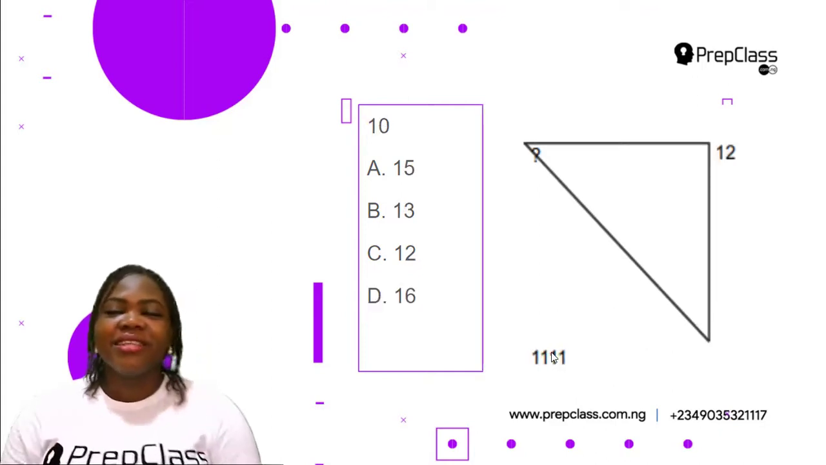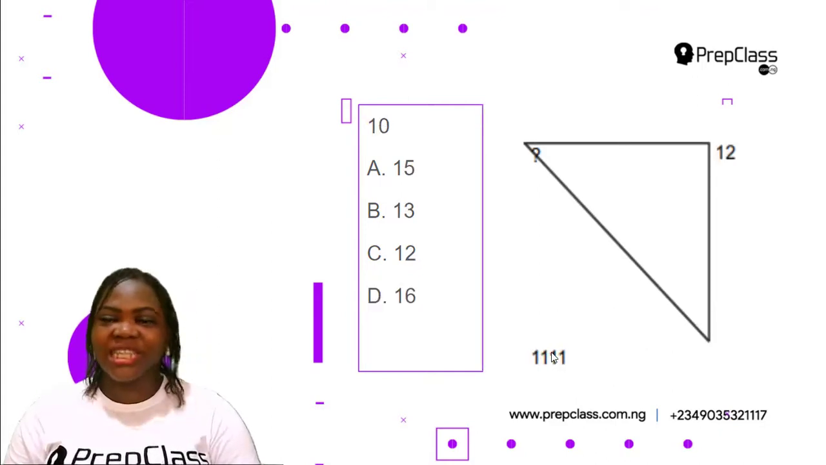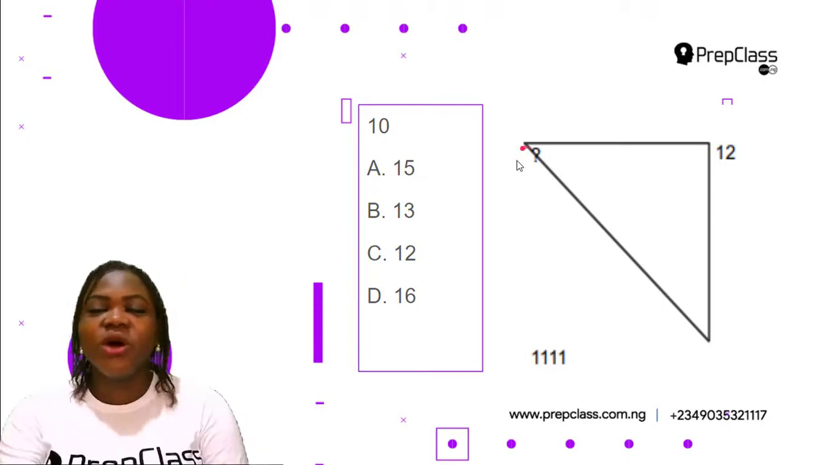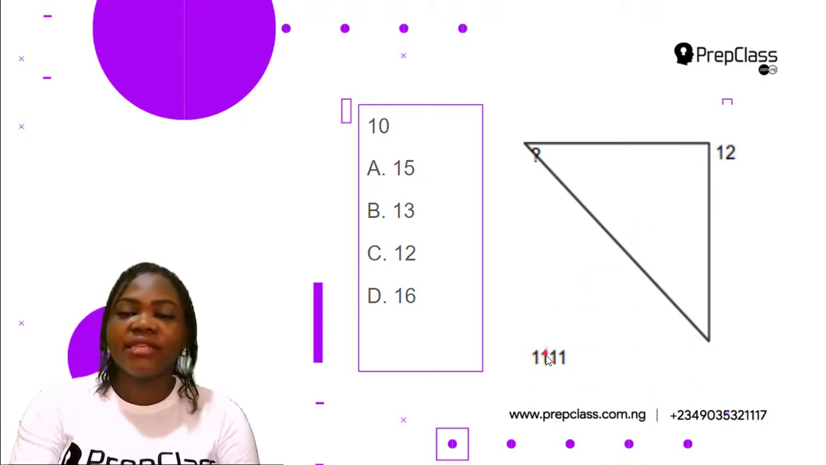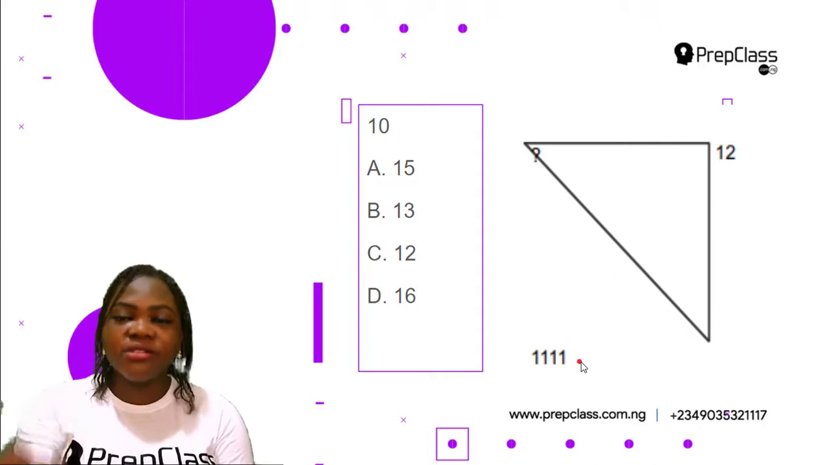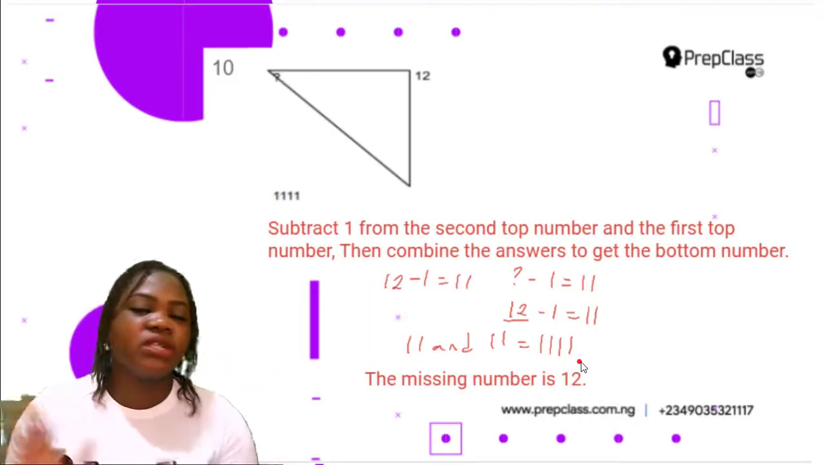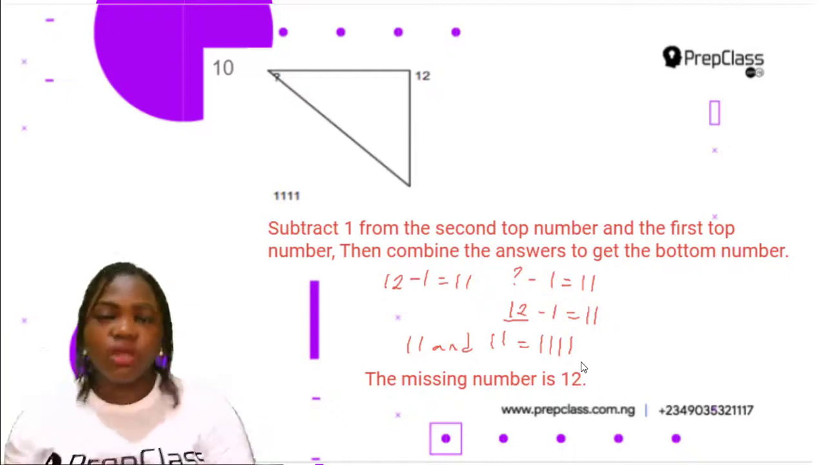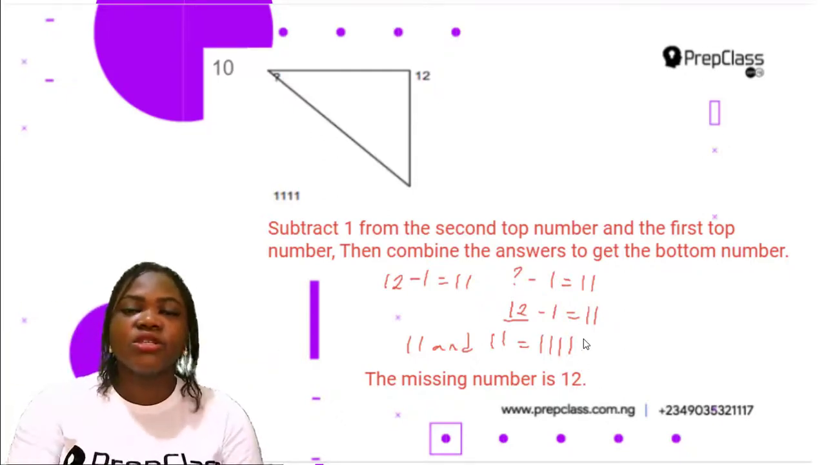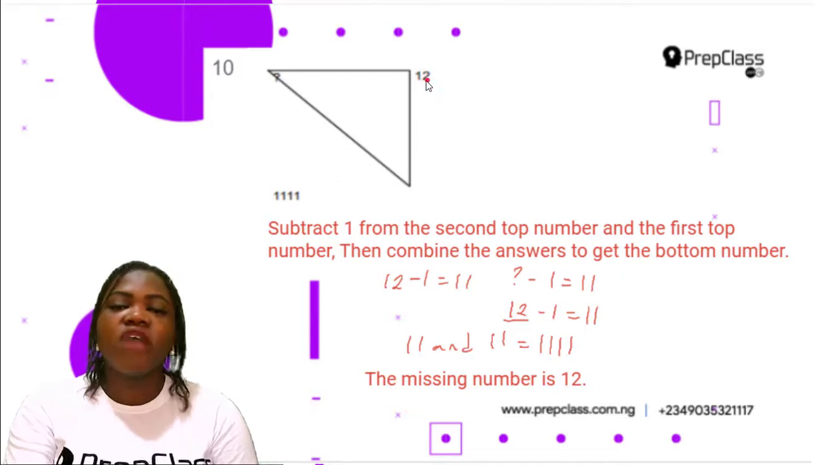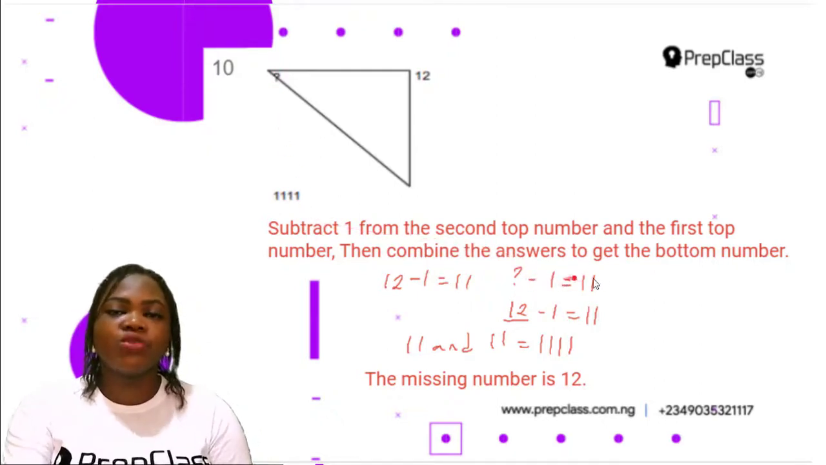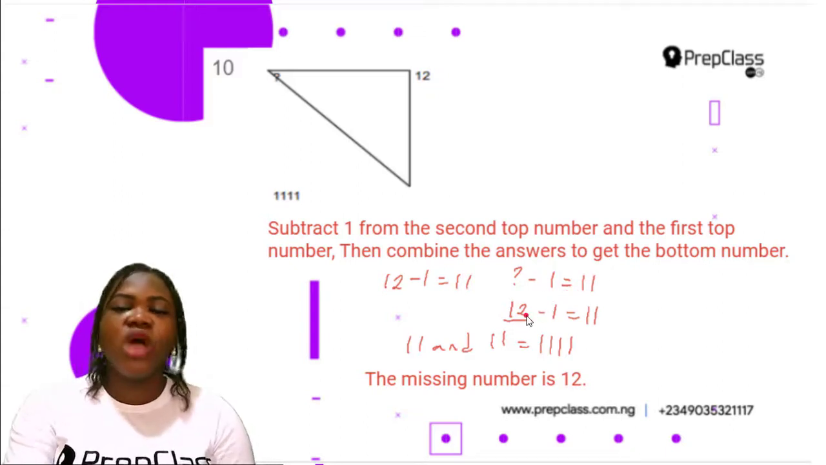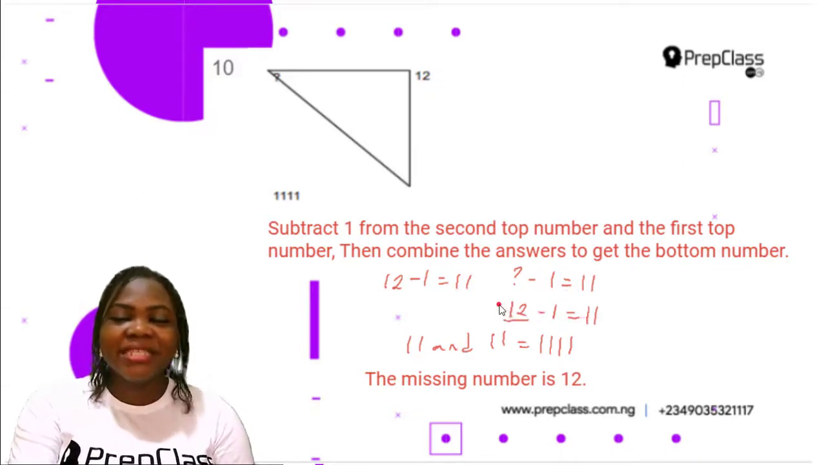Okay, so now let's move on to the last question in this video. Question 10. So one of the top numbers is missing, then the second top number is given as 12. Then the bottom number is given as 1111. So how do we do this? Remember from the samples, to get the bottom number, subtract 1 from the second top number, subtract 1 from the first top number, then combine the answers. So we're given the second top number here as 12. 12 minus 1 is 11. From the bottom number here, it means that the first top number minus 1 should also give 11. So what number minus 1 would give 11? Of course, it is 12. 12 minus 1 is 11. So here, the missing number is 12.